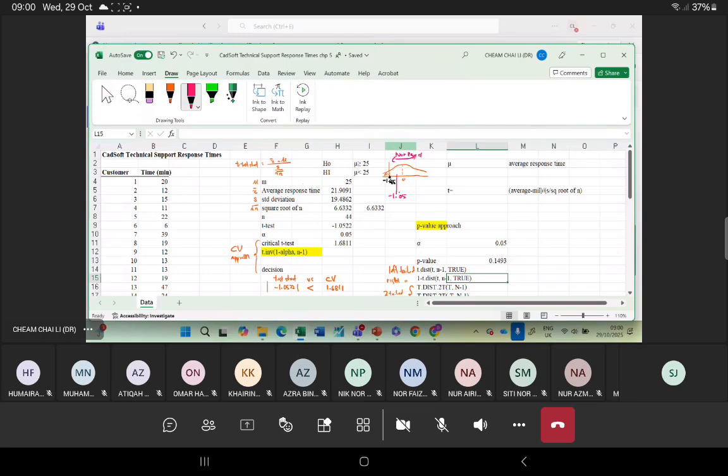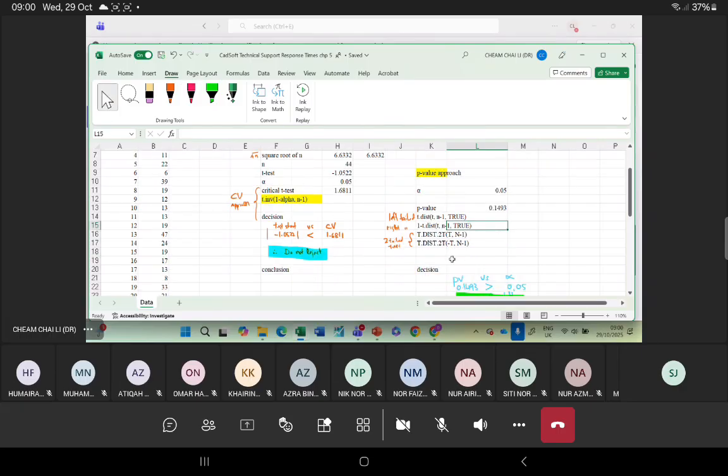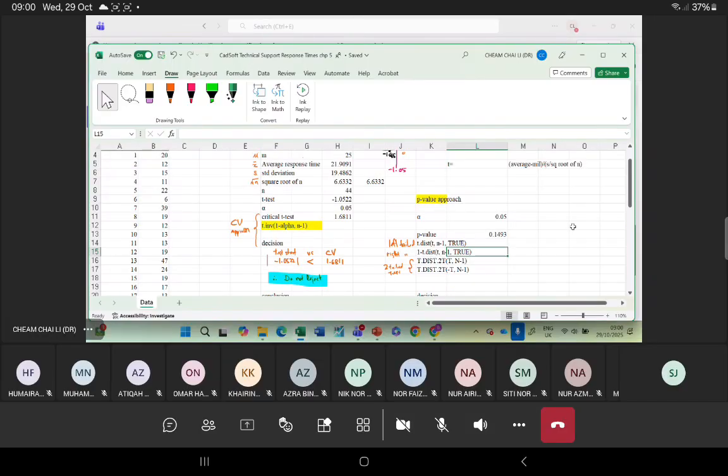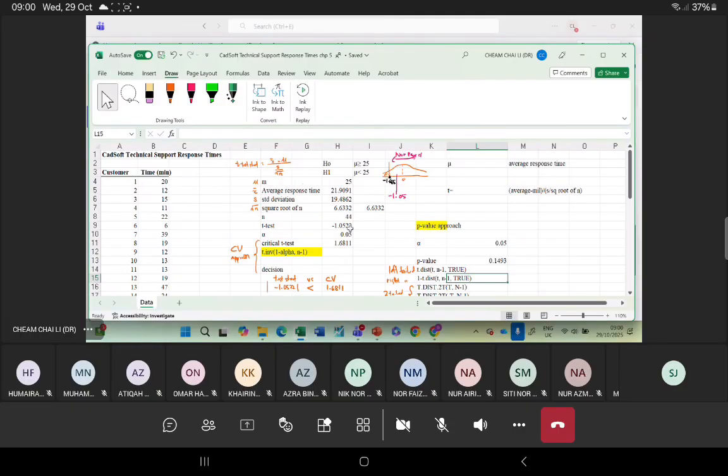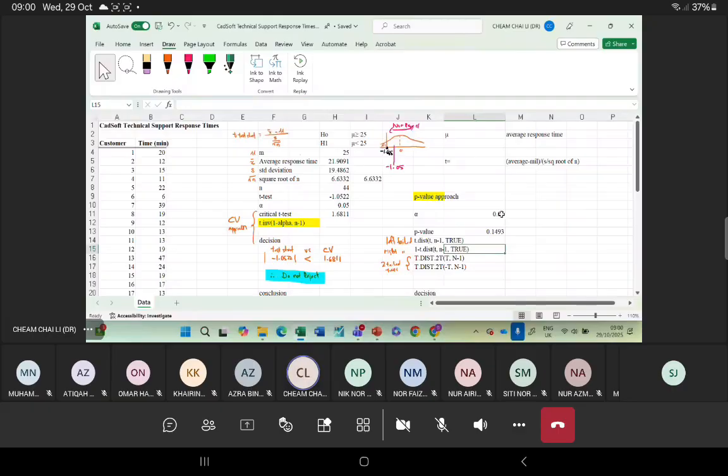So you see, you compare tiga benda ni. Satu menggunakan graph, do not reject H0. You guna critical value, decision do not reject H0. You guna p-value, decision juga do not reject H0. Yeah. So semua adalah consistent. So inilah cara kita buat keputusan, right? Based on kita punya hypothesis testing. Boleh ke kelas? Boleh, madam. Okay, good.